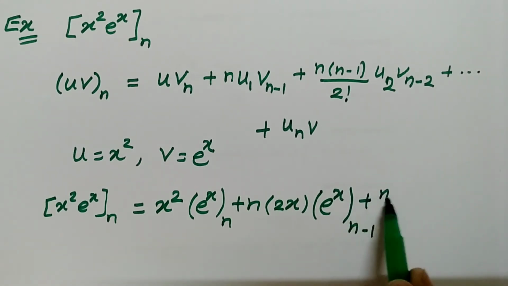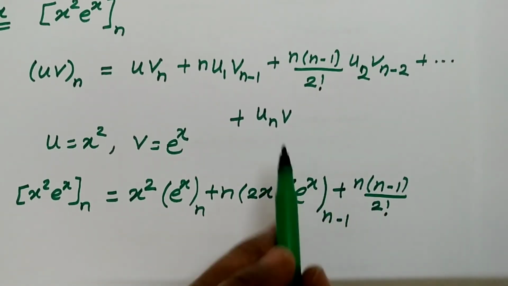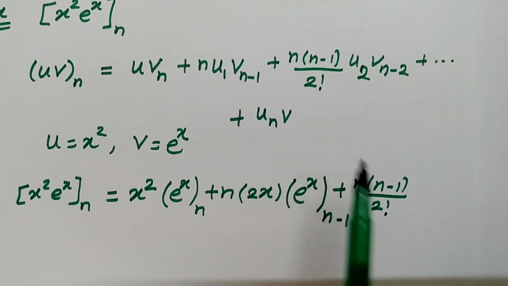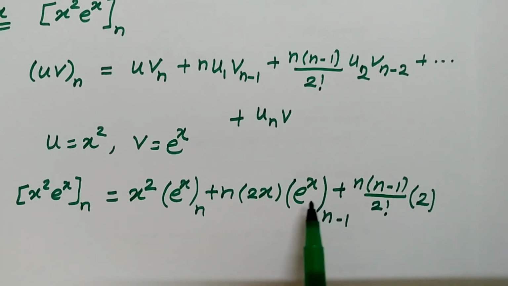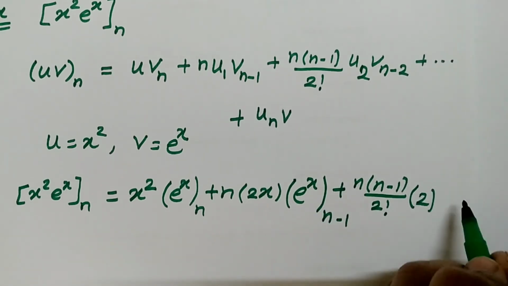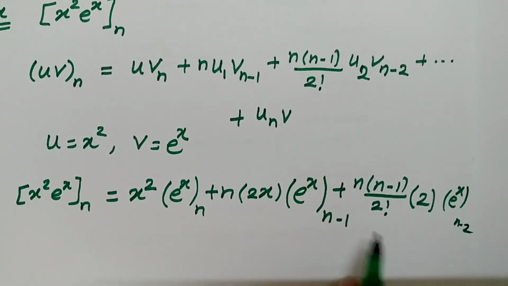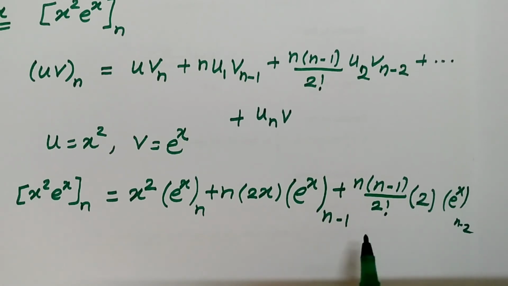Then plus n into n minus 1 divided by 2 factorial u suffix 2, that means we have to take the second derivative of u. Here twice x represents the first derivative of u, so again differentiating this term we get the second derivative of u. So here the derivative of twice x is 2, and here the derivative of e raised to the power x n minus 2 times. Now the next term is n into n minus 1 into n minus 2 divided by 3 factorial, again the derivative of u, so here the derivative of 2 is 0, so the next term will be 0.